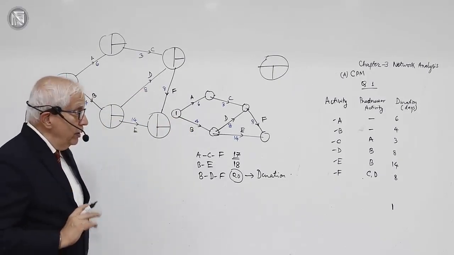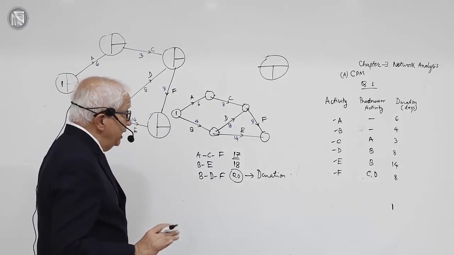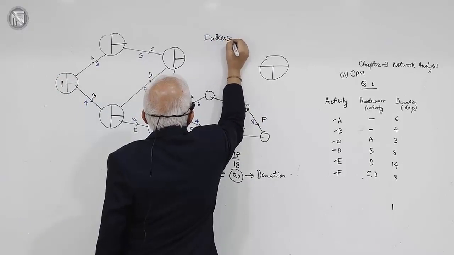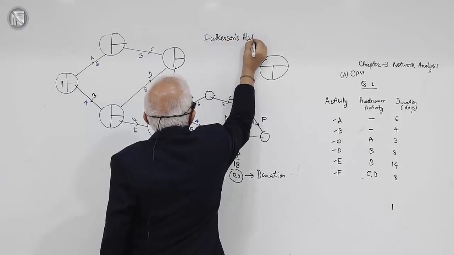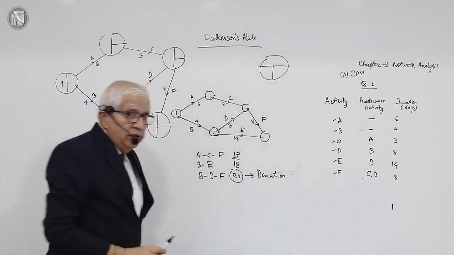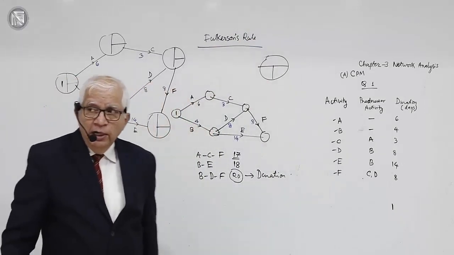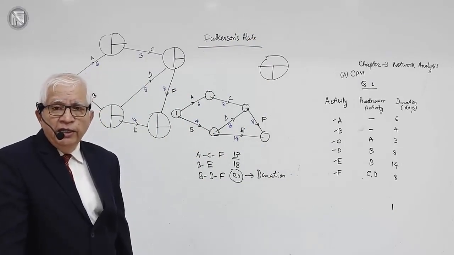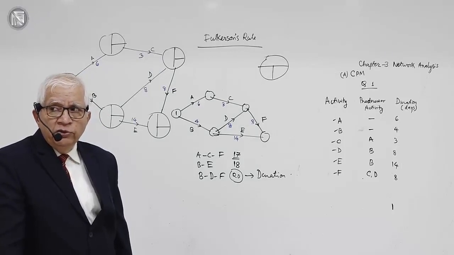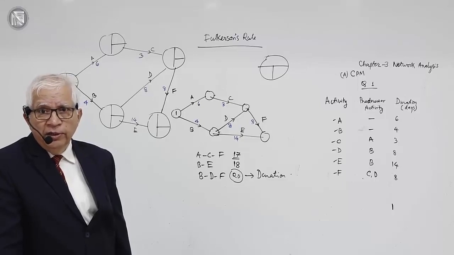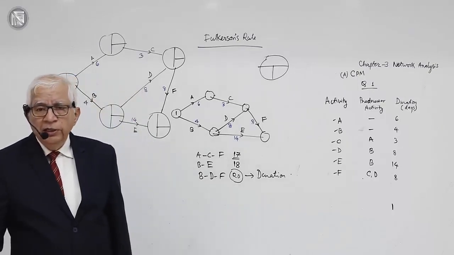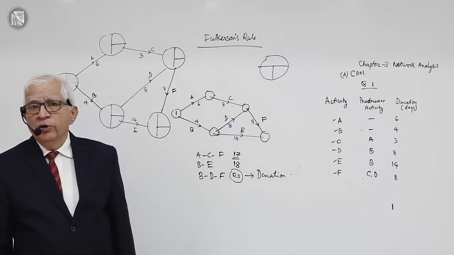Now see, the process that I am using for numbering the events is called Fulkerson's rule. This was the person who is responsible for discovering this rule, and therefore we'll call it Fulkerson's rule. And remember, whether mentioned or not, when you are asked to number the events, you have to use Fulkerson's rule. There is no other rule such as Fulkerson's or somebody else's rule. There is only Fulkerson's rule. So Fulkerson's rule is what I am using. The objective is to number the events from 1 to 5.